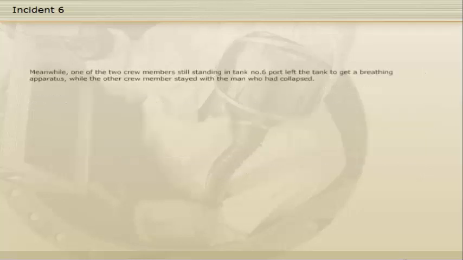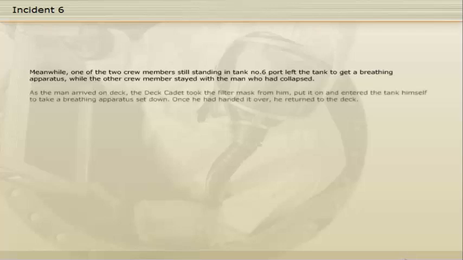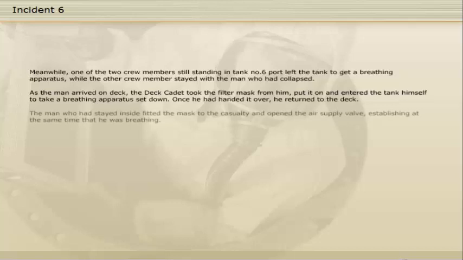Meanwhile, one of the 2 crew members still standing in tank number 6 port left the tank to get a breathing apparatus, while the other crew member stayed with the man who had collapsed. As the man arrived on deck, the deck cadet took the filter mask from him, put it on, and entered the tank himself to take a breathing apparatus set down. Once he had handed it over, he returned to the deck. The man who had stayed inside fitted the mask to the casualty and opened the air supply valve, establishing at the same time that he was breathing.